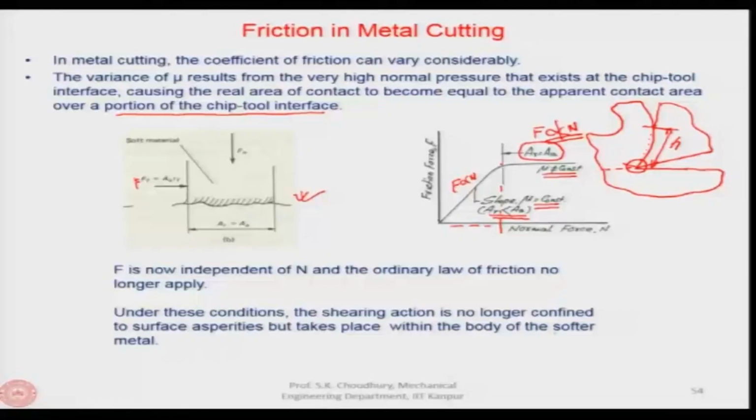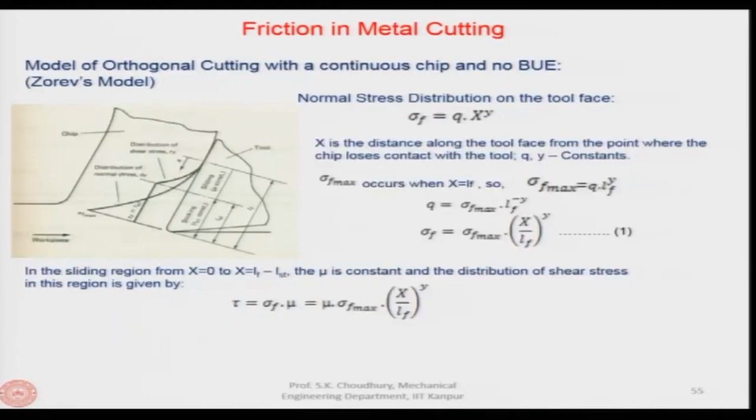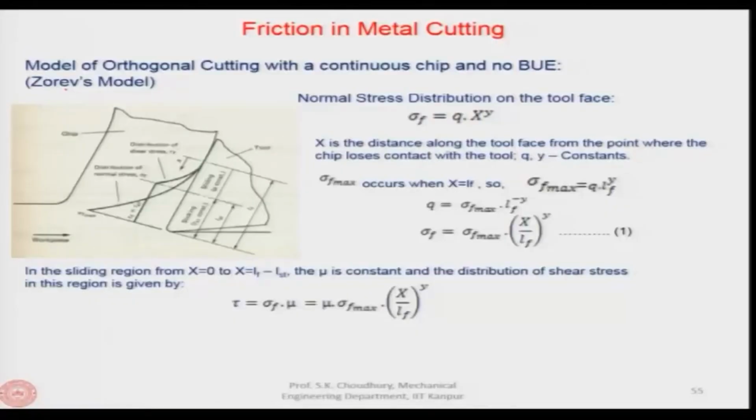So, within the body of the softer metal, the shearing action will take place now. Now, this has been explained in a scientific way through a model, and that model has been explained by Professor Zorev. He is a Russian scientist, and this model says that if you have the metal cutting process represented in this way, that this is the chip flowing over the rake face of the tool, then this is the contact length, chip-tool contact length, here it is shown as the LF.